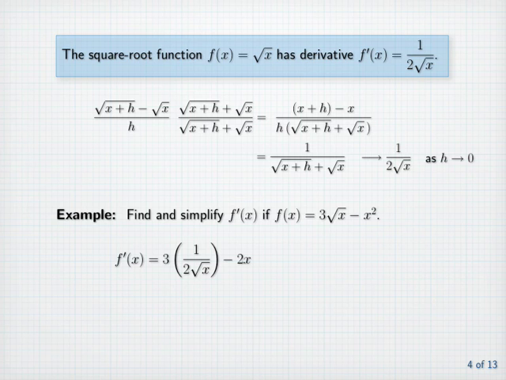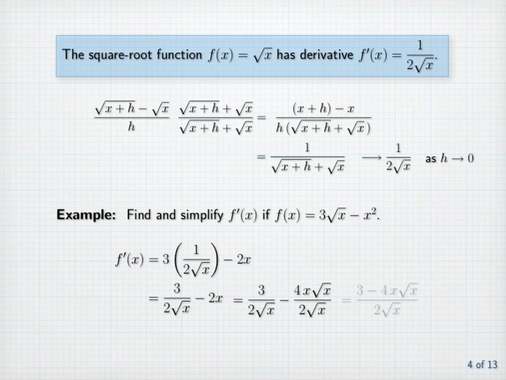Now simplification here will essentially be a matter of combining the two terms together over a common denominator. To do that, we multiply the second term by 2 times the square root of x over 2 times the square root of x. And now combining the terms gives us 3 minus 4x times the square root of x divided by 2 times the square root of x.